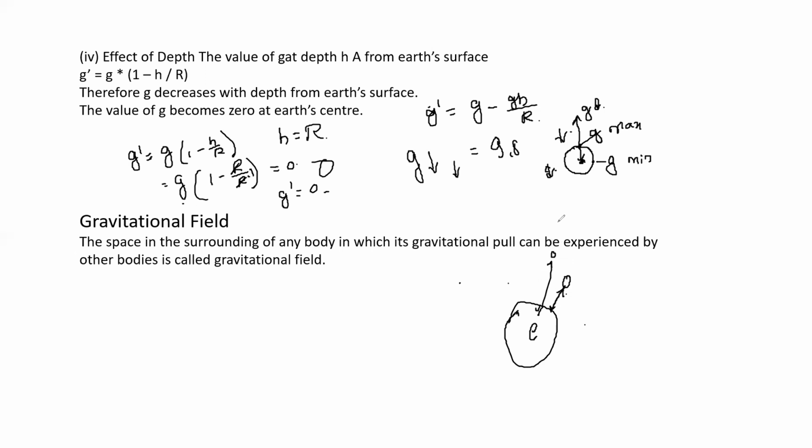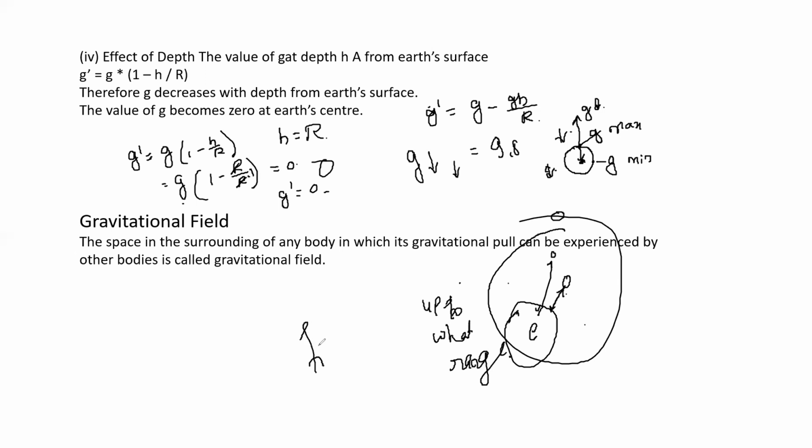If you keep the object a little far from this, only up to a particular region is this gravitational force acting. If the body goes above that field, above that region, the force will not act and the gravitational pull will not be there. So the range up to which the gravitational force acts on a body is called the gravitational field.